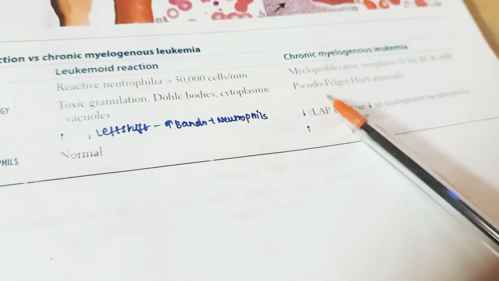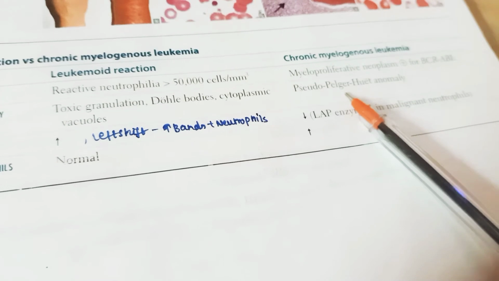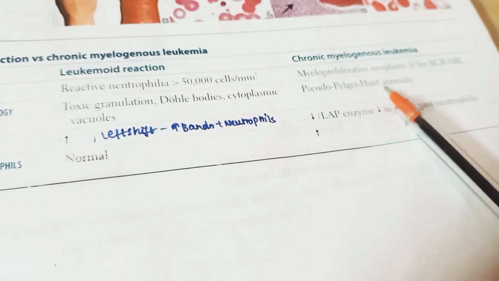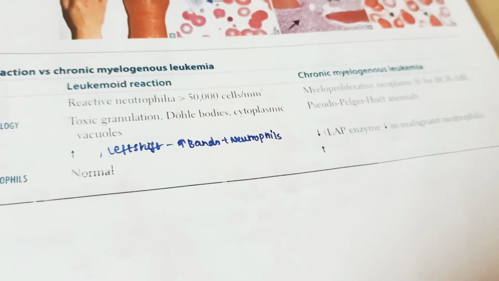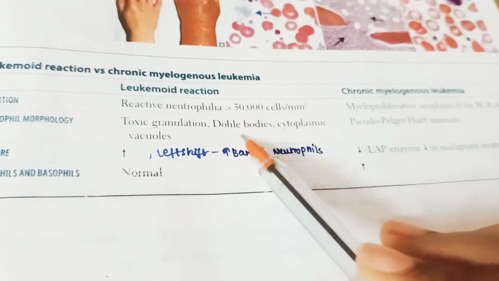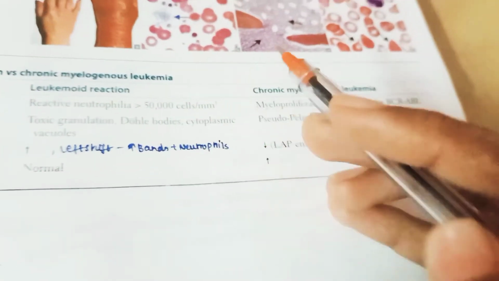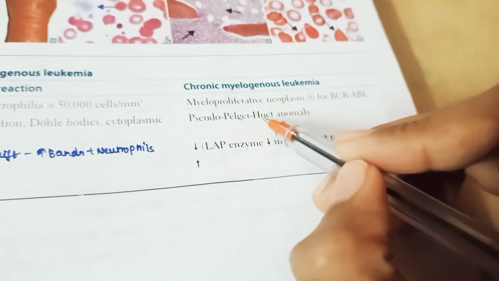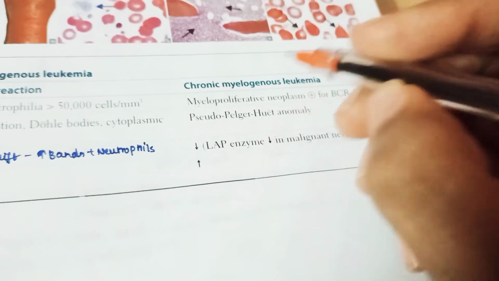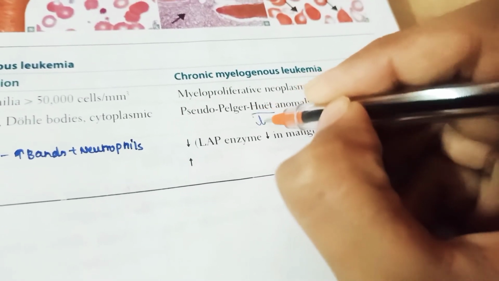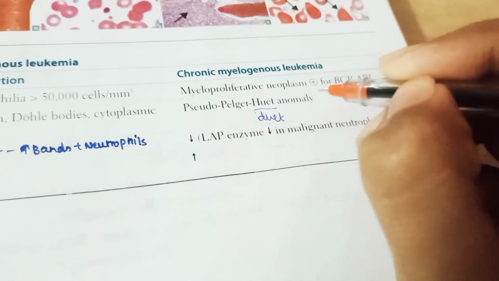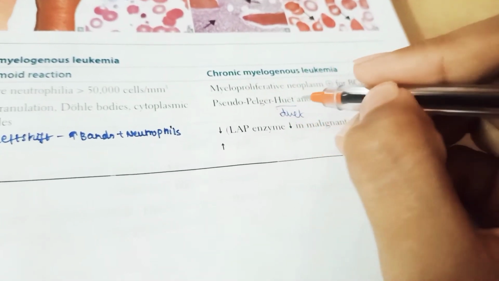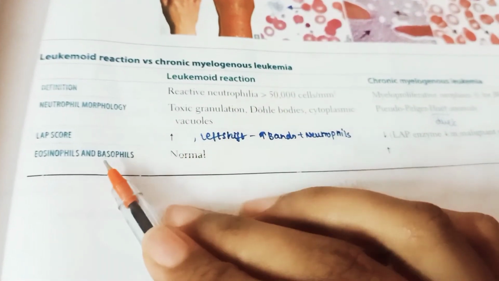But here they are pseudo-Pelger-Huet anomaly. So this Huet anomaly is also nothing but like a double nucleus. Sorry, Dohle bodies means not double nuclei, bilobed nuclei. Bilobed nuclei, that is Huet for duet. How to remember this? Huet, duet nuclei in the neutrophils. Okay, that is pseudo-Pelger-Huet anomaly.